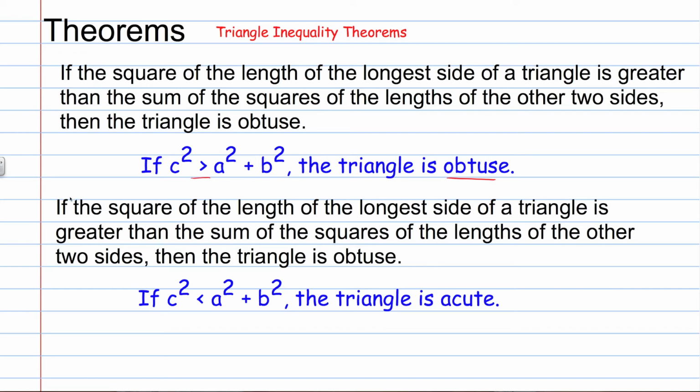The other triangle inequality theorem is the same. And instead of reading it to you, let's just take a look at the inequality. If the square of the longest side is less than the sum of the squares of the other two sides, the triangle is acute. So we can use these two theorems in conjunction with the converse of the Pythagorean theorem to determine what kind of triangle we are working with. It's another way to classify a triangle by angles when you know the lengths of some sides.